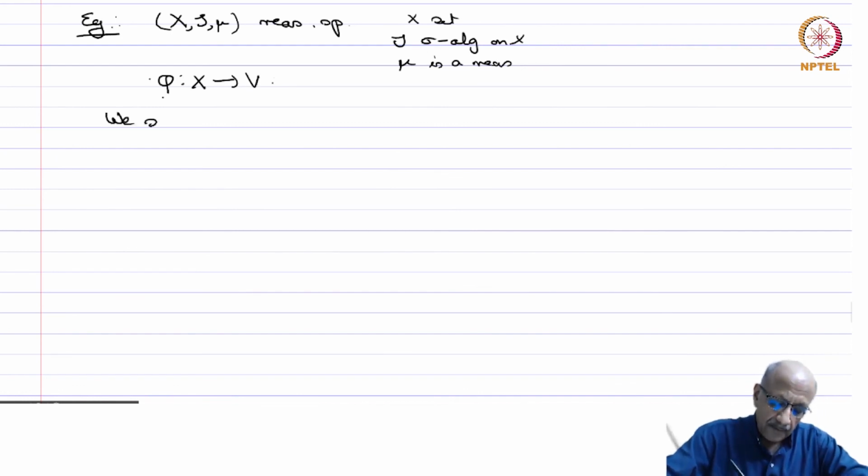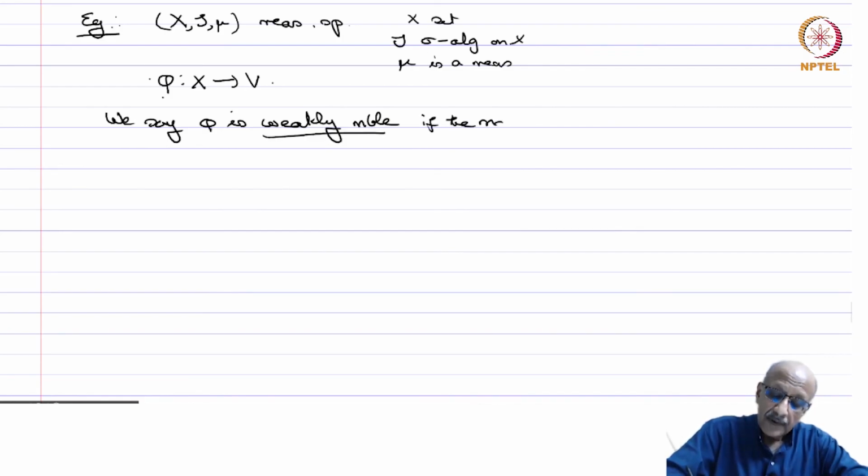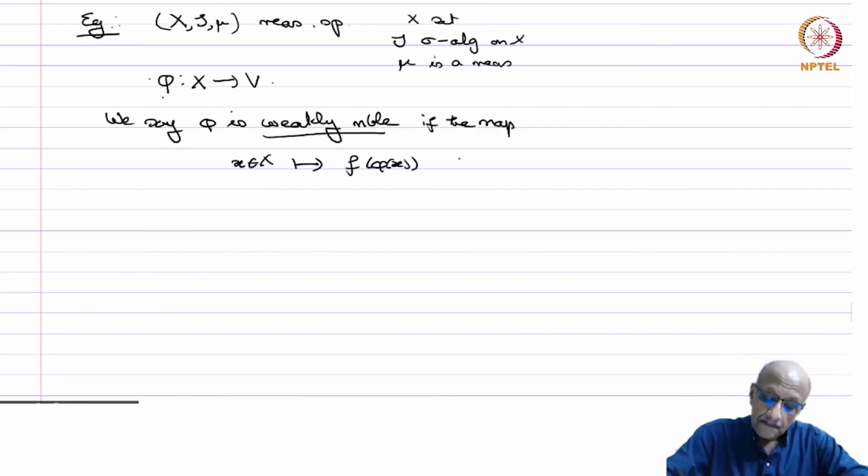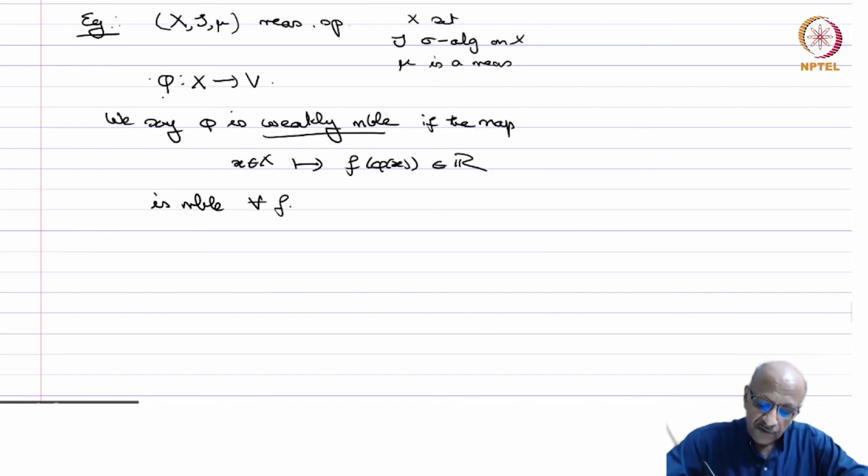We say phi is weakly measurable if the map x in capital X going to f of phi of x in R is measurable. It's a real valued function, and it is measurable for every f in V star.